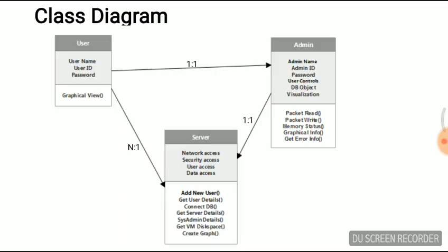Class diagram. Username, user ID, password, graphical view to admin; server to admin, network admin name, admin ID, password, user control, database object, visualizing, packet read, packet write, memory status, graphical info, and get error info will be shown to users. Users' information is shown to the admin. Servers provide network access, security access, and data access. The admin adds new users, and users use the user login.